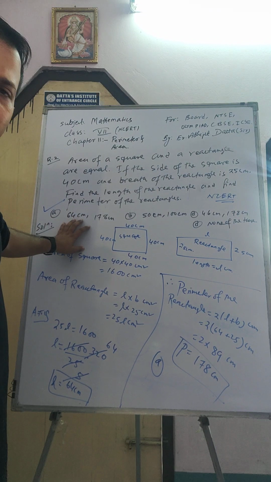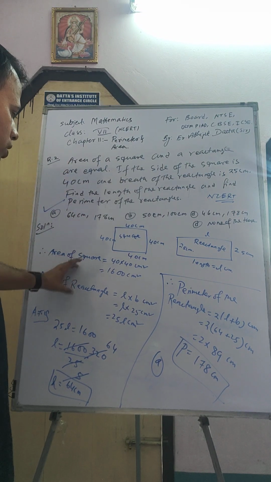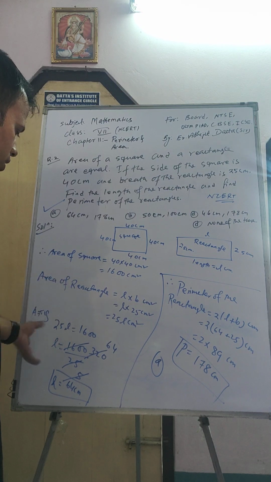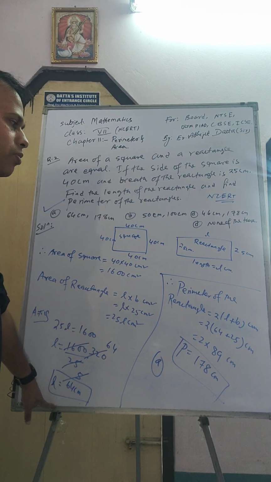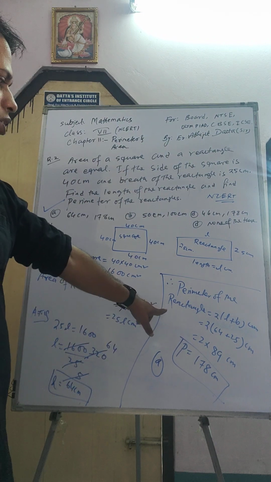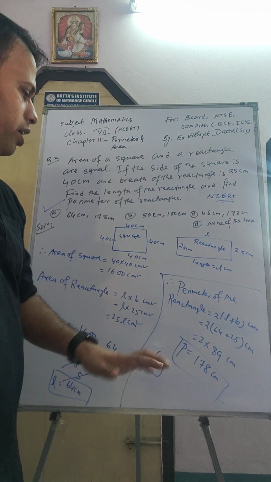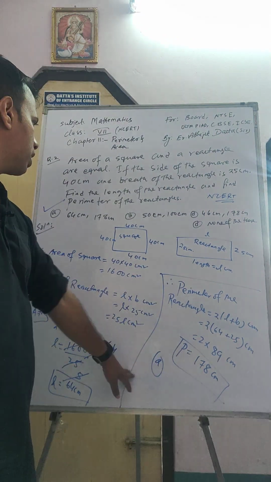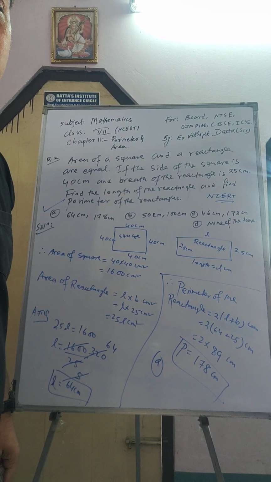I first try to find out the area of the square and the area of the rectangle, and according to the question, the area of the square and the area of the rectangle are equal. So I just equate these two areas, and from that I find out L. After that I find out the perimeter of the rectangle by using the formula, 2 into (length plus breadth). What comes? 178. Which option is correct here? Option A is the correct answer. So let's move on to the next question.